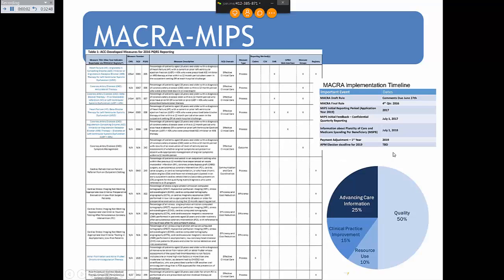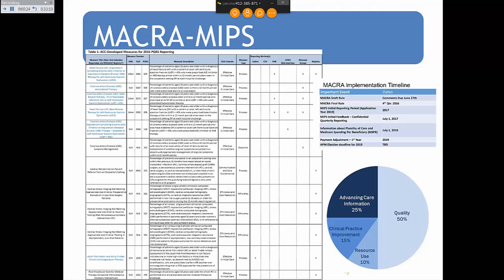Now, this is a very busy slide, and the idea is not to go through this. But when MACRA MIPS were introduced and are starting in a few months, the American College of Cardiology came out with their own quality reporting measures. And a lot of these measures are what we have just talked about. So aspirin, EKGs, treatments, beta blockers, ACE inhibitors.